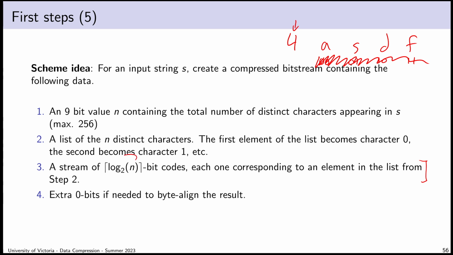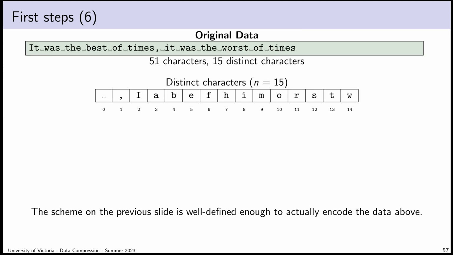If I consider the number of distinct characters to be n, the number of bits that I need to represent all characters is the ceiling of log base 2 of n. So if I have 15 distinct characters, this would work out to be 4 bits. So then I actually provide the stream of bit encodings of each character. And finally, to obey my rule number 1 from earlier, I add a few extra 0 bits to make sure that what I end up with breaks into an even number of bytes. A whole number of bytes.